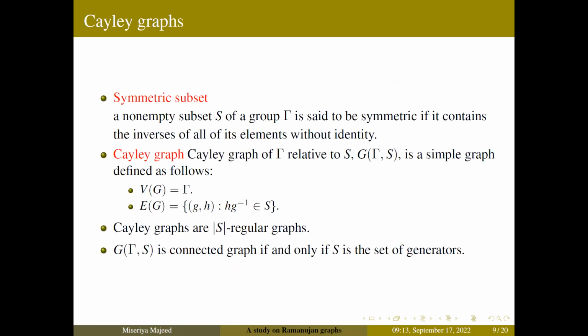Now, to construct Ramanujan graphs, we need regular graphs. The easiest way to construct regular graphs is by means of Cayley graphs. That is, we need a group gamma and a symmetric subset S of gamma. Then the Cayley graph is constructed with vertex set V of G being gamma, and E of G equal to the set of all pairs (g, h) such that g inverse h is an element of S. Cayley graphs are always cardinality-of-S regular graphs, and G of gamma, S is connected if and only if S is a set of generators.